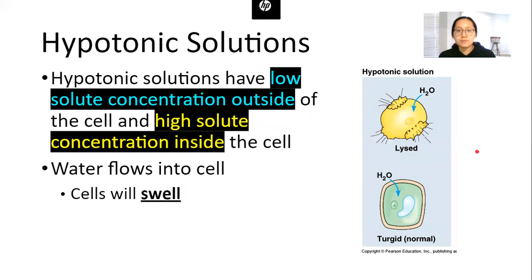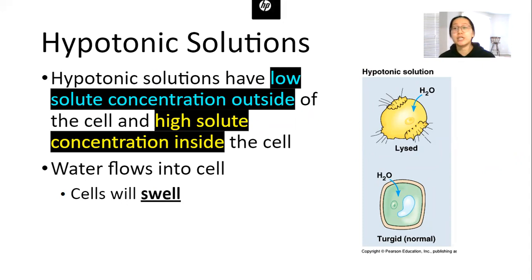Hypotonic solutions have a low solute concentration outside of the cell and a high solute concentration inside the cell. So that means the inside of the cell is going to be saltier. Okay, just leave it like that. That means the outside liquid that you put the cell into, that liquid inside that beaker, is really, really not salty or really, really not sugary. It's kind of watery.